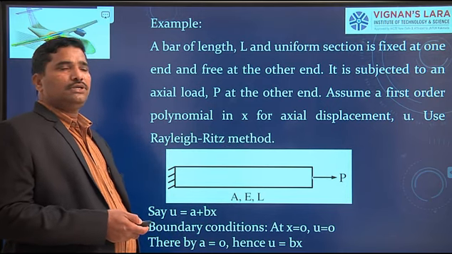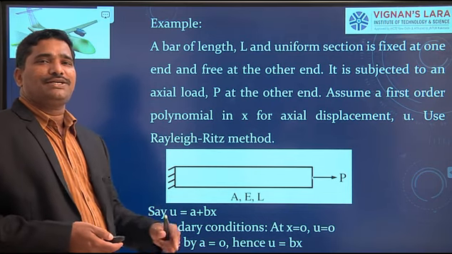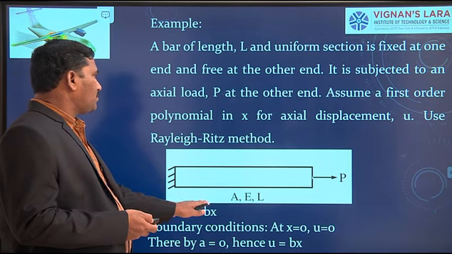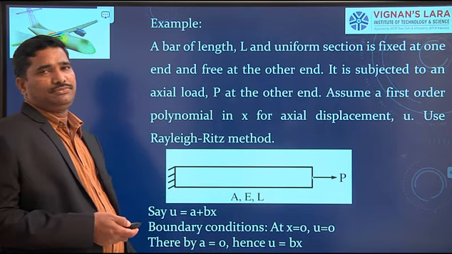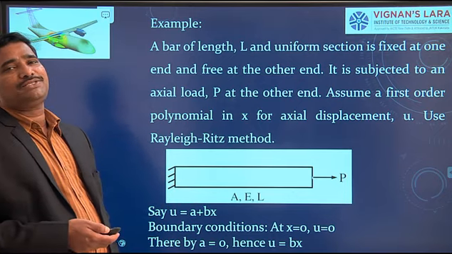Okay? So, according to the Rayleigh-Ritz method, you have to choose an admissible displacement function. I choose it like this, say u equals a plus bx. Why do I choose it like this? Why not a plus bx plus cx square?